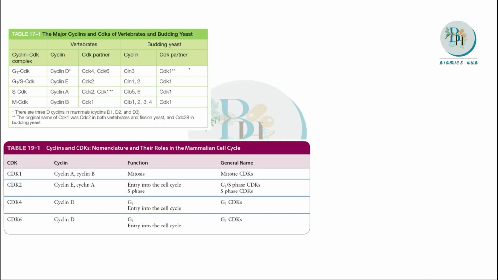So the CDKs and the cyclins are different in vertebrates as well as in yeast. In vertebrates, as we have discussed, there are phases like G1 phase, G1 to S phase and M phase. The cyclins involved are: in the G1 phase cyclin D, G1 to S phase cyclin E, in S phase cyclin A, in M phase cyclin B. The CDKs involved were CDK4 and 6 for G1, CDK2 for G1 to S, CDK2 for S phase, and in M phase it was CDK1. This was for the vertebrate.